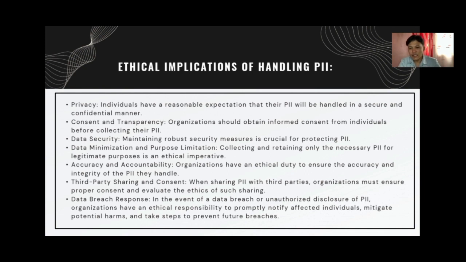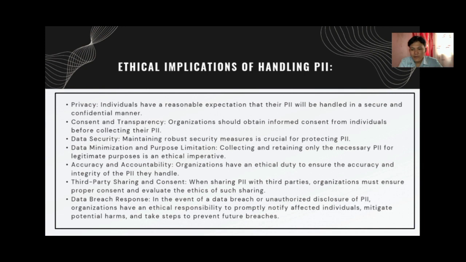Data security is another crucial ethical imperative. Organizations have a responsibility to invest in secure systems, encryption, access controls, and regular security audits to minimize the risk of data breaches or unauthorized access. It's not enough to implement security measures once and forget about them. Ethical responsibility includes continuously monitoring and improving security practices to adapt to evolving threats.